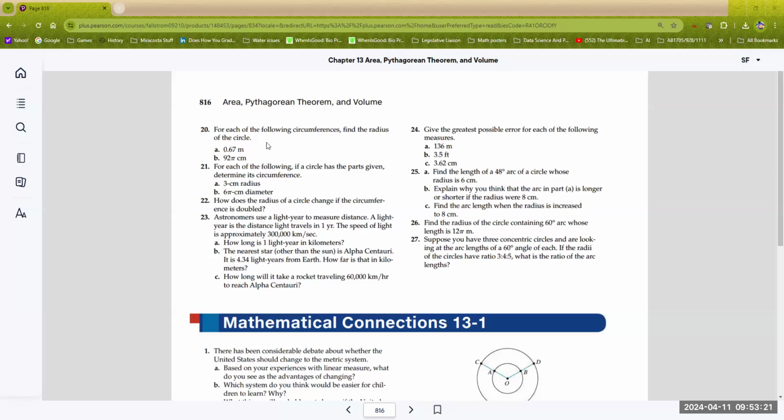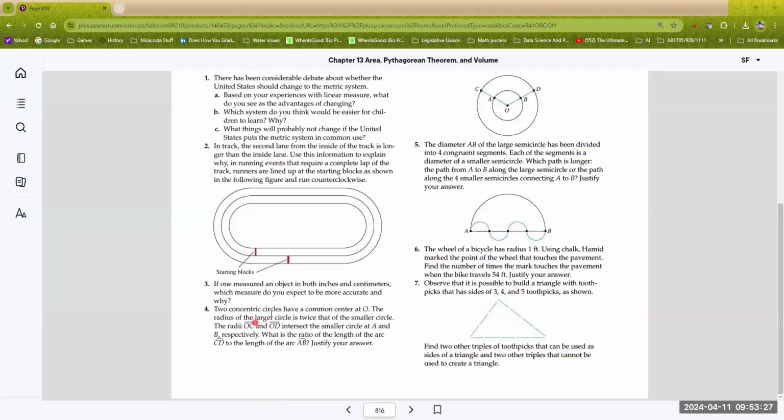All right, let's jump to some of the MCs. MC number 4. Okay, let's take a look. Here we go. Two concentric circles have a common center. The radius of the larger circle is twice that of the smaller circle. The radii intersect at A and B. What is the ratio of the length of the arc CD to the length of the arc AB?